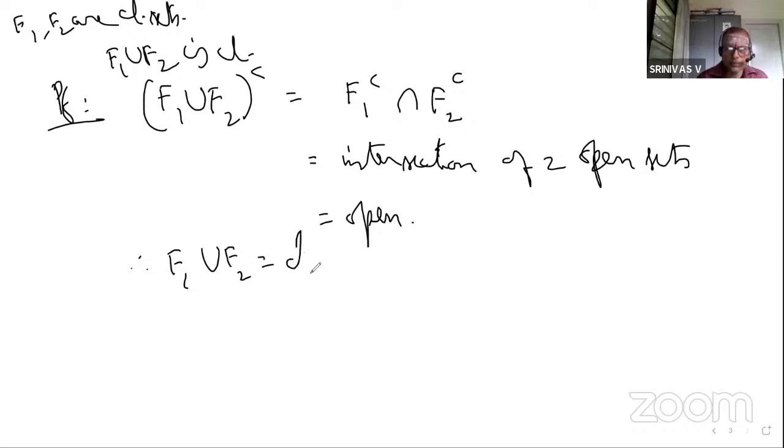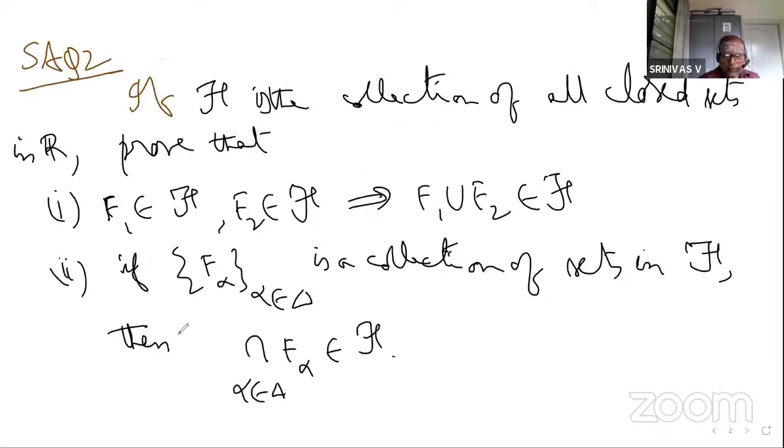F1 union F2 is closed, and therefore it belongs to script F, because script F is a collection of closed sets. Then you take this collection and go for the intersection. You have to check that each of these sets F alpha is a closed set, because each F alpha is a member of script F. Script F is a collection of closed sets, so each F alpha is closed. We have to show that their intersection is also closed.